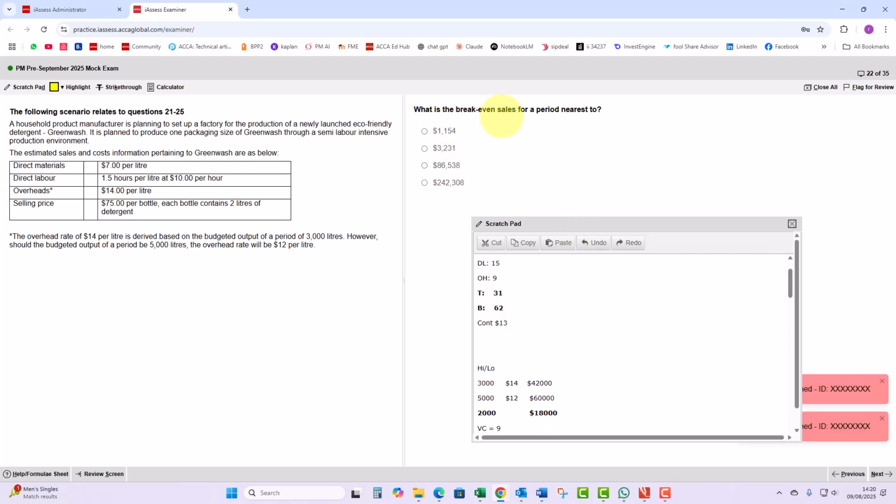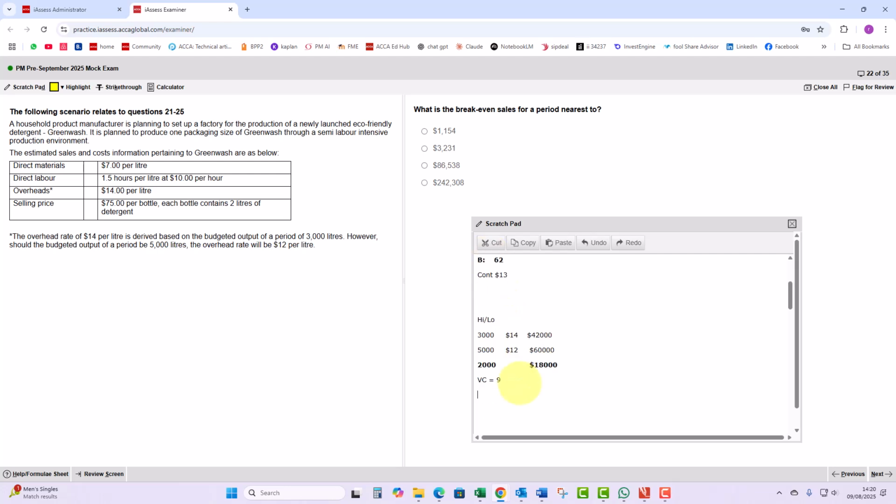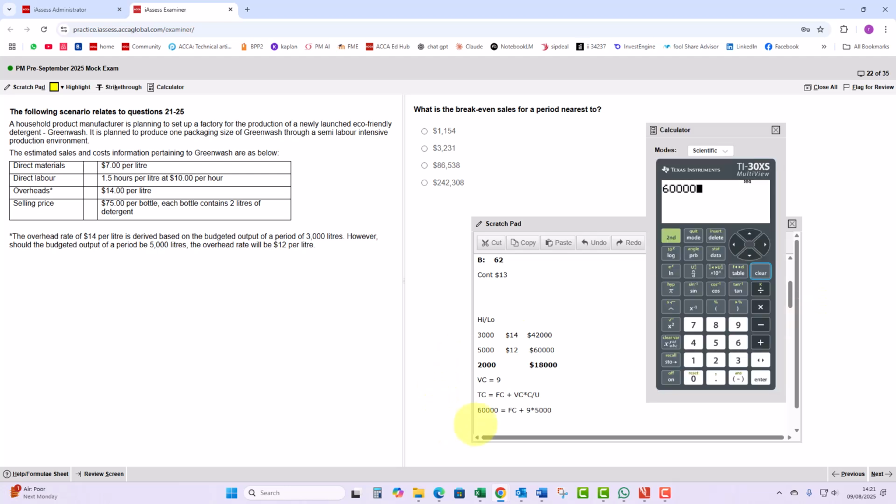So now we need the break-even sales for the period. So break-even sales is the fixed costs divided by the contribution to sales ratio. So down here on my previous question, I worked out the variable costs. The total cost is the fixed cost plus the variable cost multiplied by the cost per unit. We take either the high or the low. I'm going to take the 60,000, so 60,000 equals fixed cost, which we're looking to find, plus the 9 times 5,000. So 60,000 is the figure from over here.